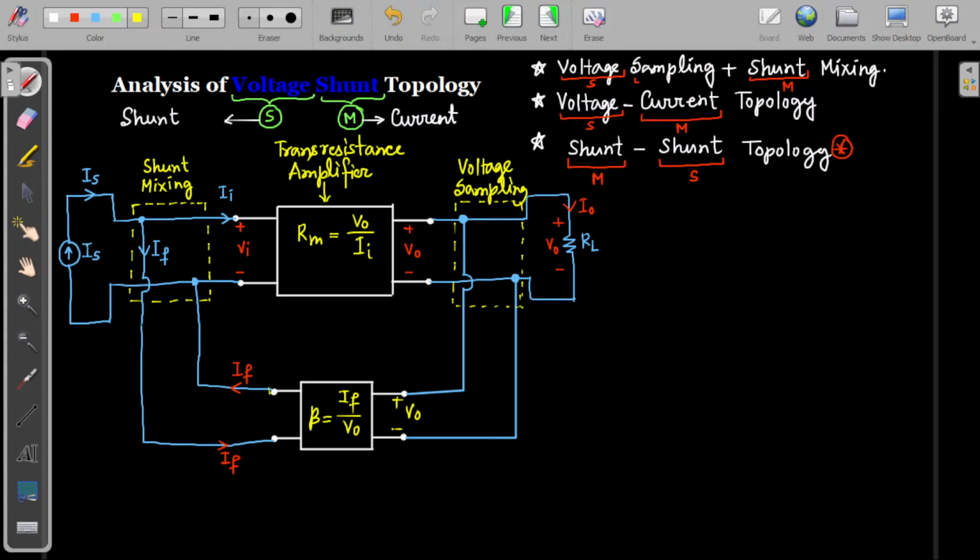So that's why this type of connection, this amplifier, is called the trans resistance amplifier. So this is a trans resistance amplifier, as you can see.